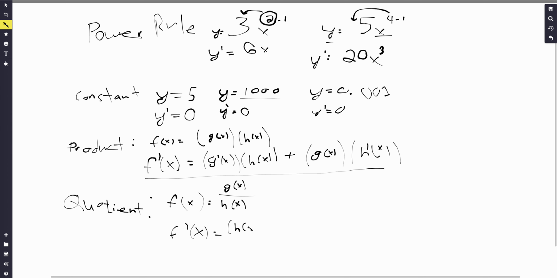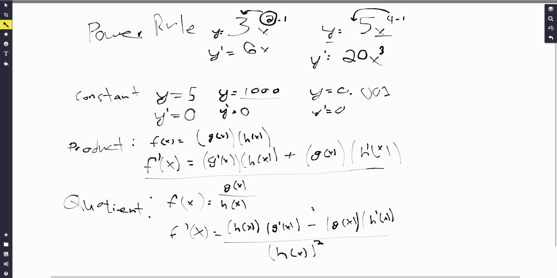h of x times g prime of x minus g of x times h prime of x, all over h of x squared. Okay, so we can see that the product rule and the quotient rule, as the top part, are exactly the same, except the signs, obviously.